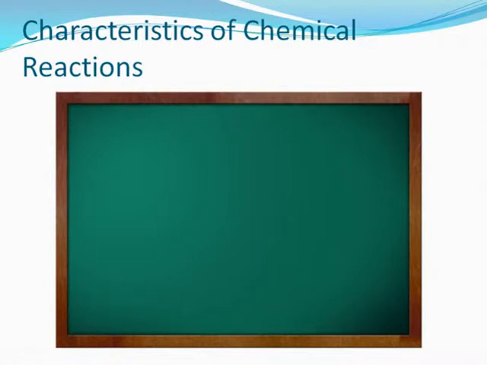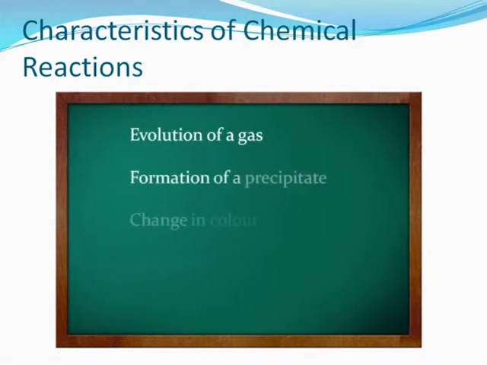Understood? Now there are some characteristics of chemical reaction. If something is happening, if some change is taking place, if a reaction is occurring, how can you make out that it's a chemical reaction? Like, how will you understand that yes, this is a chemical reaction? So generally we have certain characteristics to identify chemical reactions.